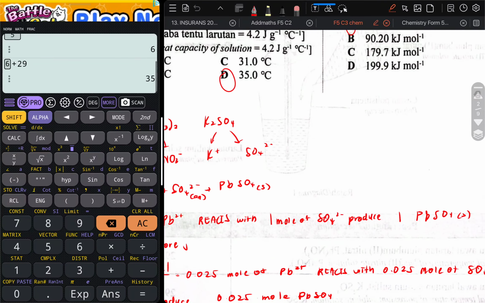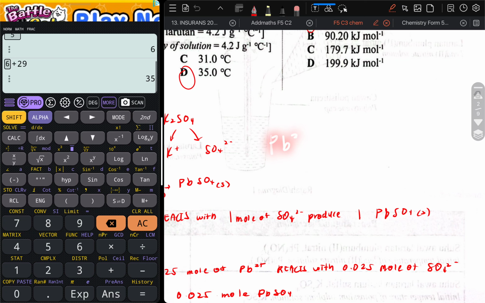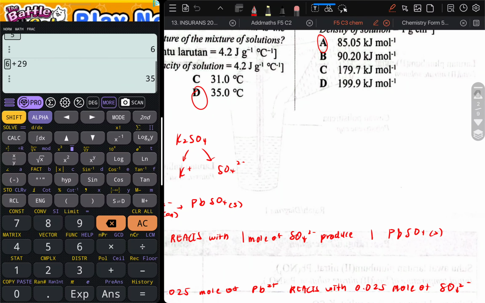So we can, it is equals to PbSO4. Wait, wrong. Pb, where's the element Pb(NO3)2?